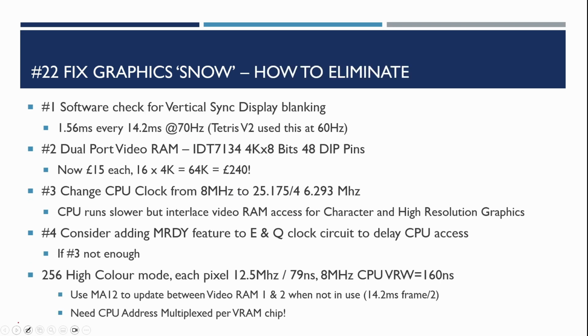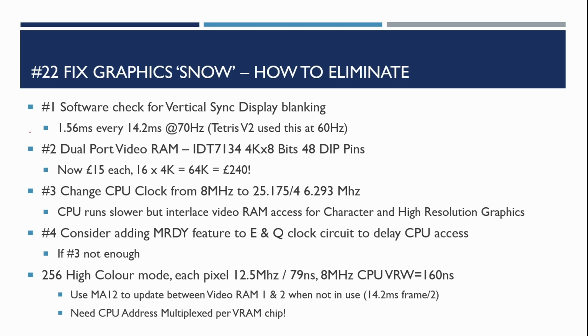So as I said already, there are a number of ways we can eliminate the snow. Probably the simplest one, and the one which I think was advised by IBM for the original CGA adapter, is to do a software check for the vertical sync display blanking periods. At 70 Hertz, this is about 1.5 milliseconds every 14 milliseconds or so. The Tetris version 2 game that we'll be looking at used this sort of video blanking waiting on the 60 Hertz display. It wasn't perfect, in that there were one or two operations which probably took longer than the 1.6 milliseconds, but I didn't spend too long trying to tune that video blanking.